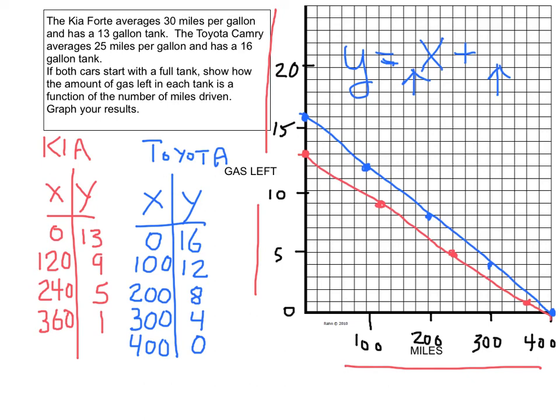So for the Toyota, if y represents the number of gallons left and x is 0, well, no gallons have been used up, so the initial amount would be the full tank of 16 gallons. So plus 16 has to go here for our equation, for our rule. Now, the rate at which the number of gallons is decreasing is dependent upon the number of miles, and that rate is going to be, first of all, negative because the gallons are going down, right? It's going to be negative, and the rate is going to be 1 gallon for every 25 miles.